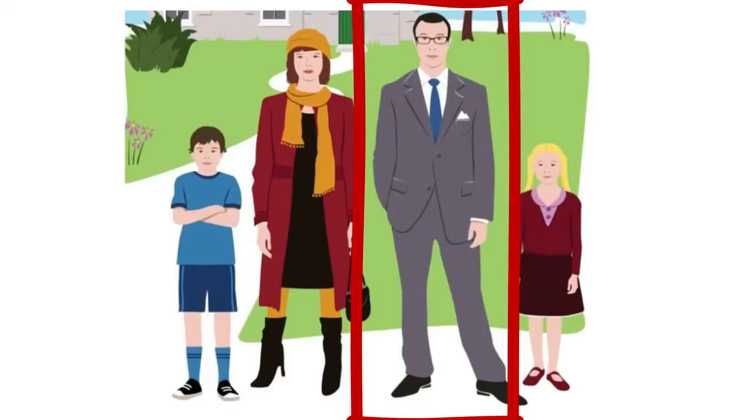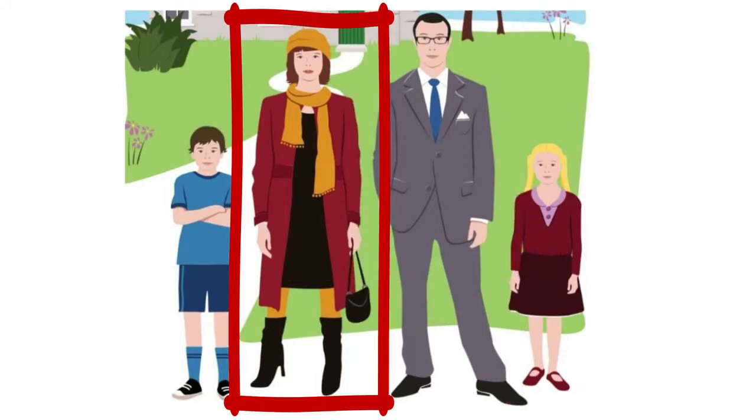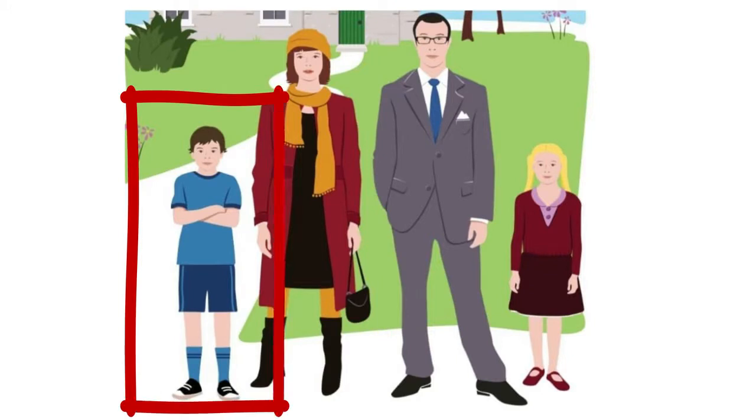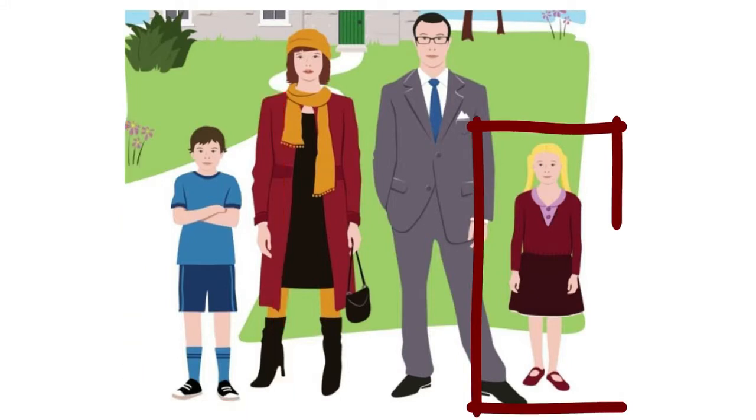Is this Anna Brown? No, it isn't Anna Brown. It's Mr. Brown. Is this Mr. Brown? No, it isn't Mr. Brown. It's Mrs. Brown. Is this Mrs. Brown? No, it isn't Mrs. Brown. It's Jack Brown. Is this Jack Brown? No, it isn't Jack Brown. It's Anna Brown. Black, white, green, brown.